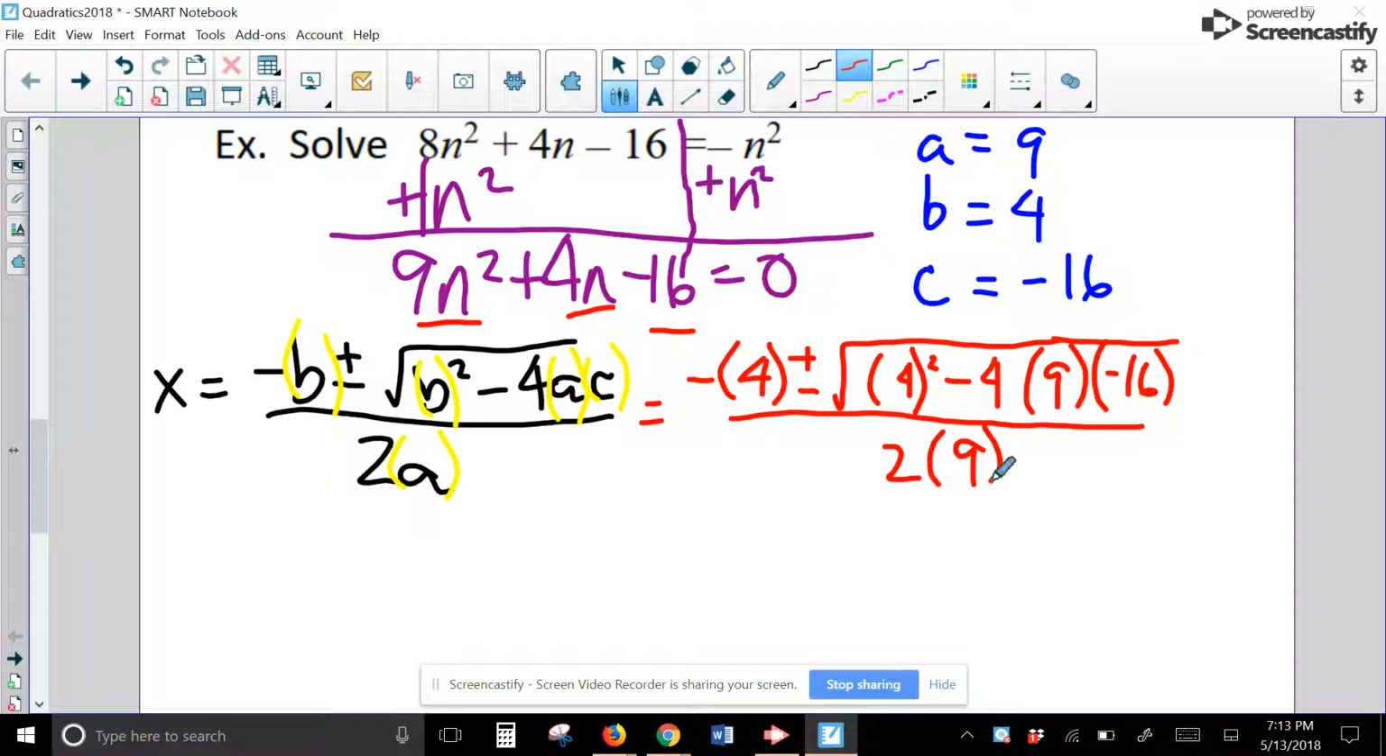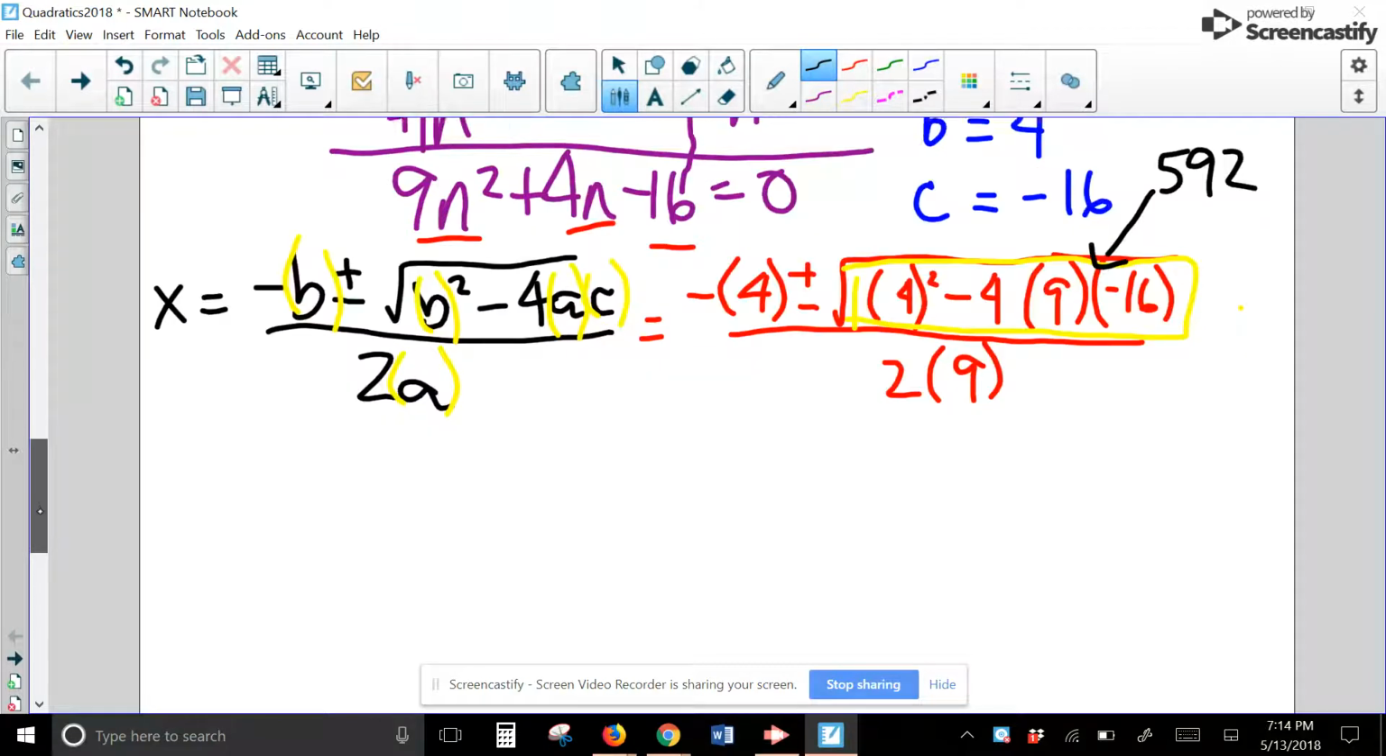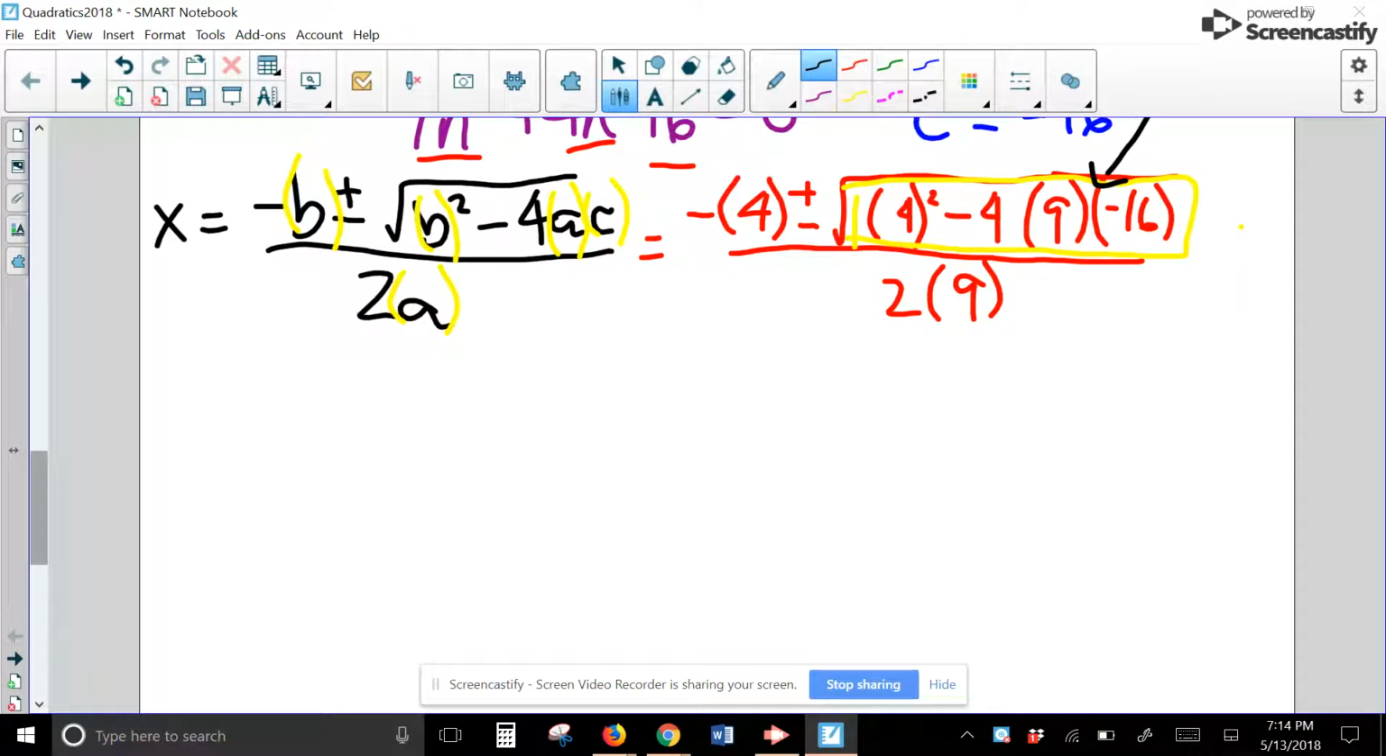Just like last time, you could enter everything under the radical carefully into your calculator. Whenever you have this many keystrokes, you should always enter it twice just to make sure. So you can pause the video, go ahead and enter that in your calculator. Okay, inside there, you should have gotten 592. If you did not get 592, pause the video and ask some questions. You can take a look at your calculator.